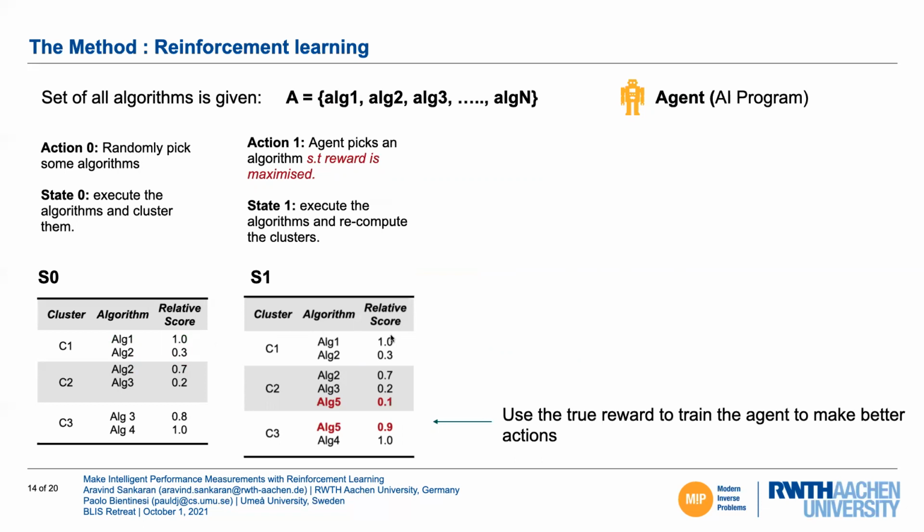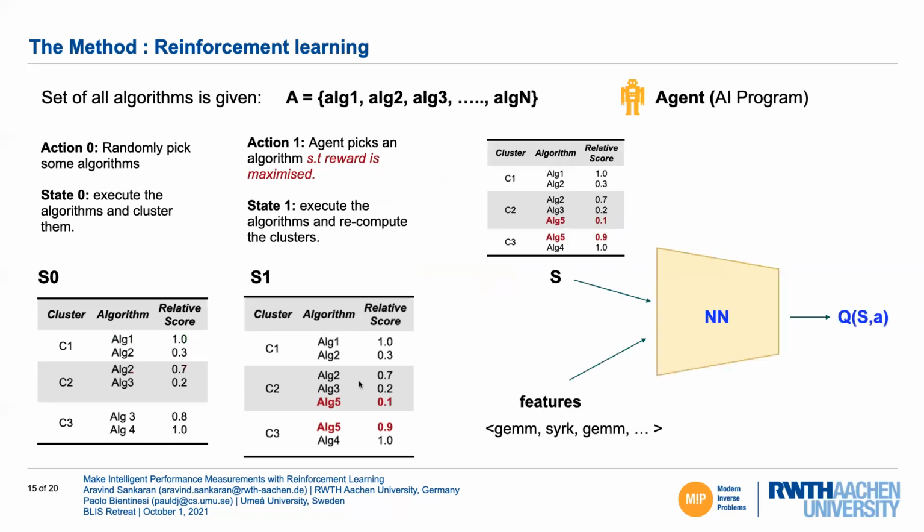Once picked, the agent then measures the algorithm to verify against the true reward. In this case, the reward is not too good. The agent learns from this and then tries to pick a better algorithm next time. The learning process is done via a neural network. The neural network maps the cluster table with the features of the algorithm, such as sequence of flops, choice of BLAS calls, and then selects the algorithm that is expected to give a higher reward.